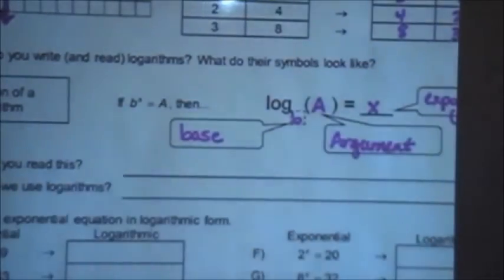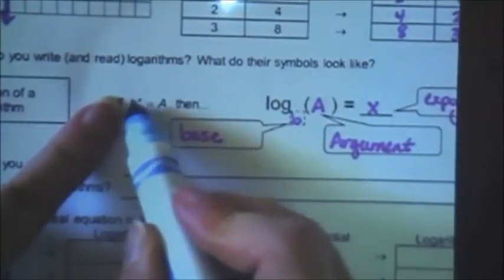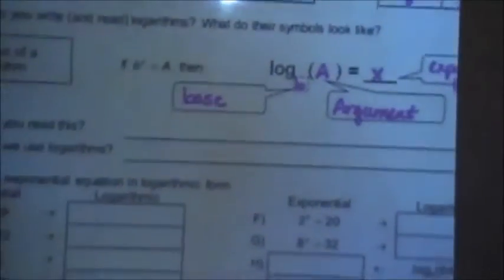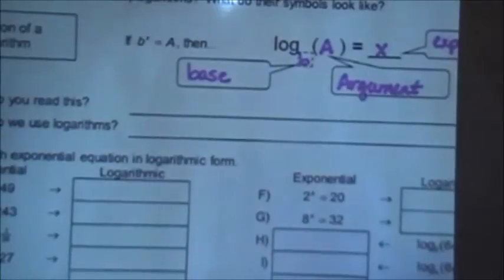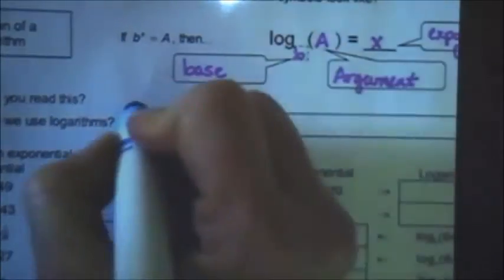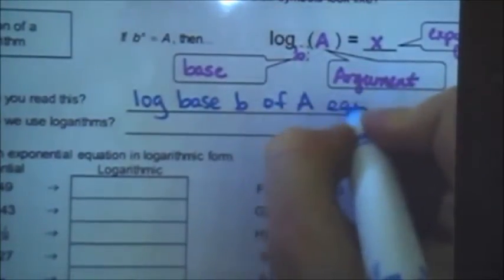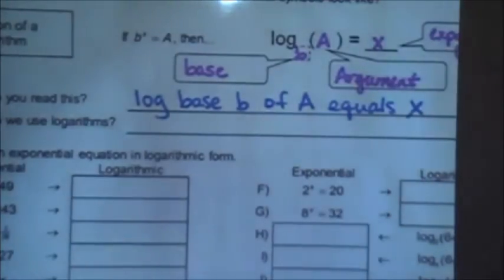So the thing to remember when you're rewriting this is that the base remains the base. It's a big base with an exponent on it in the exponential, and it's a little base with the word logarithm. So if you remember that, then the other two pieces kind of switch places. Now, how do you read this? This would be read log base b of a equals x. So whenever I say them out loud, that's how I'm going to say it. Log base b of a equals x.